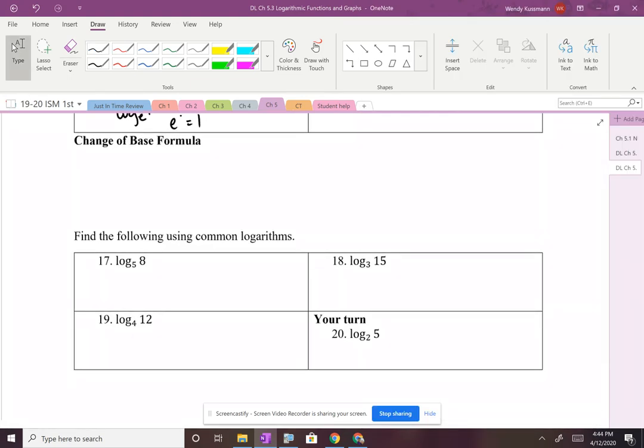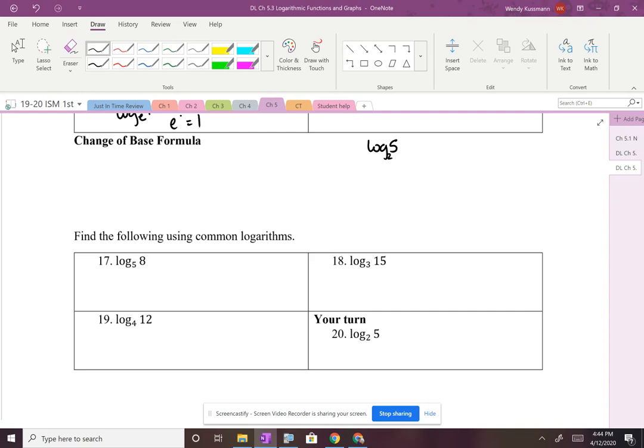Now we're going to look at the change of base formula and how to put things with a base other than 10 in your calculator. We talked about how to put something like log of 5 in your calculator, but if it had a base of 2, you couldn't put that in your calculator so far. So we're going to use the change of base formula to put these things in your calculator.